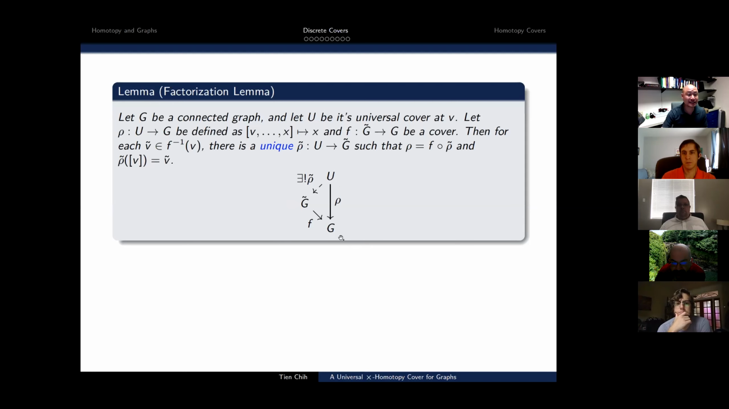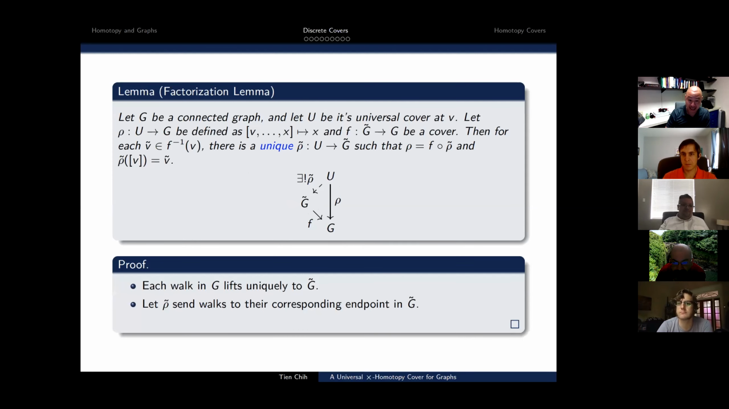So that's not all that's said in this lemma. This lemma just says that this morphism, rho total, exists. And the proof of this is very straightforward at this stage. We know that all the walks in G lift uniquely to walks in G total. So if we have a walk in U, we just send it to whatever its endpoint would have been in G total.